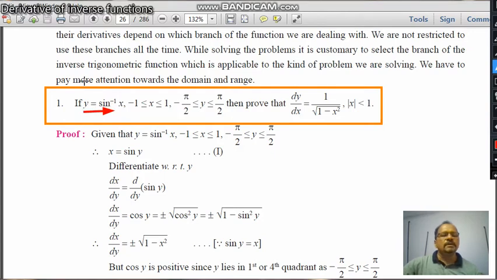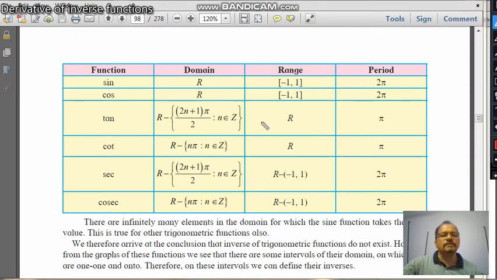Now in this we must know what is the domain and codomain, what is the inverse function, etc. In 11th standard we have studied the trigonometric functions. Observe here sine function. For the sine function, domain is set of real numbers, range is closed interval -1 to +1. This function is not 1-1 and onto function that we have seen.